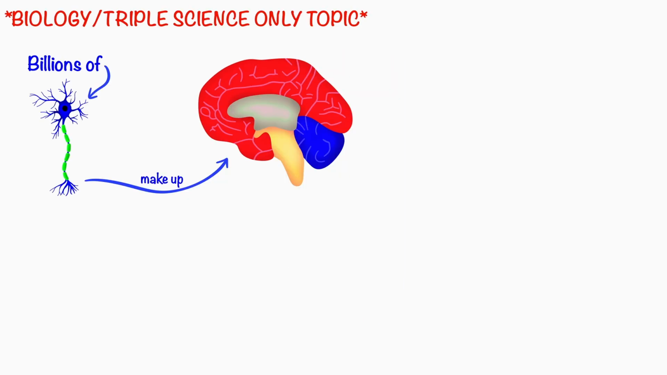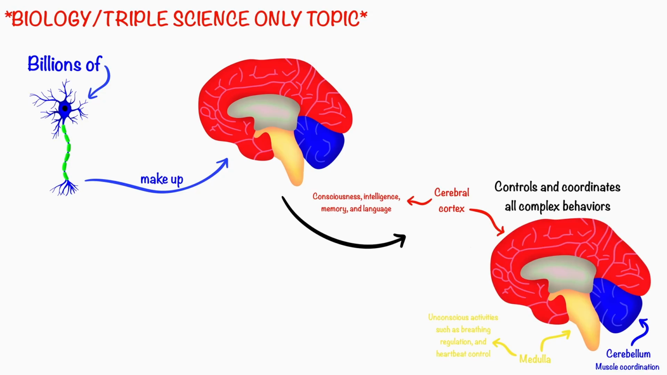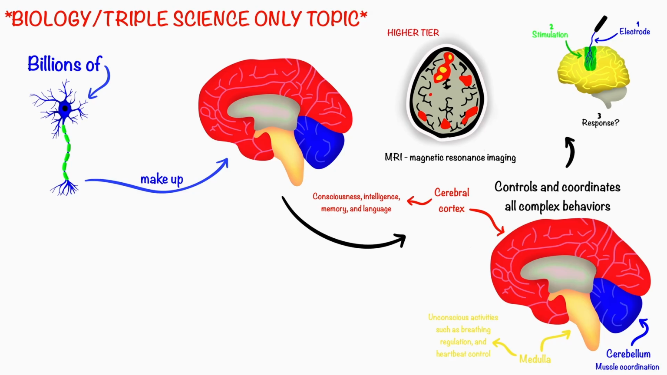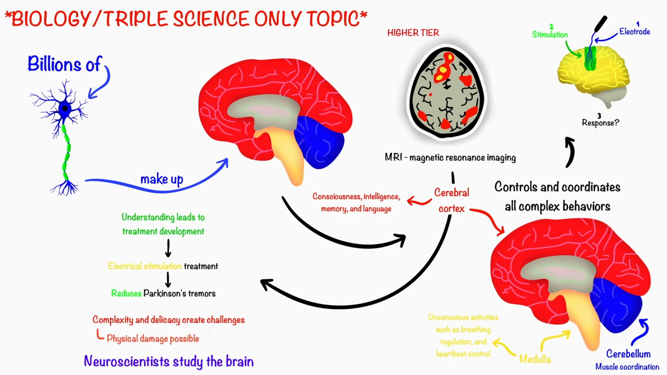Let's begin by going over exactly what we'll cover in this video. First, we'll look at the brain's role as part of the central nervous system. Next, we'll examine different regions of the brain and their specific functions. Then we'll explore the methods scientists use to study the brain. Finally, we'll discuss some of the challenges in investigating and treating brain disorders.